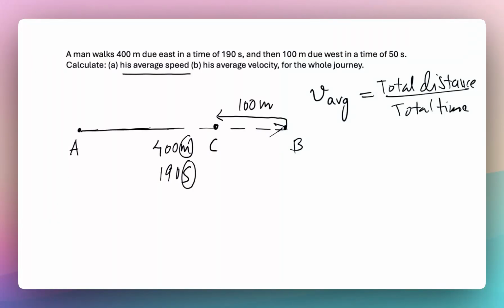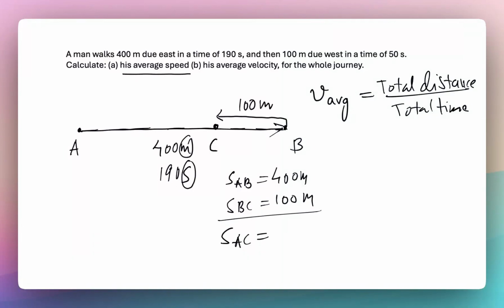So how much distance has the man actually covered? So he went from A to B. We know that the distance is going to be path dependent, so we have to track all along the path. So total distance from A to B, right? My S from A to B will be 400 meters, and S from B to C is going to be 100 meters. So total distance from A to C is going to be 500 meters. So we're going to put it over there. That's 500 meters.